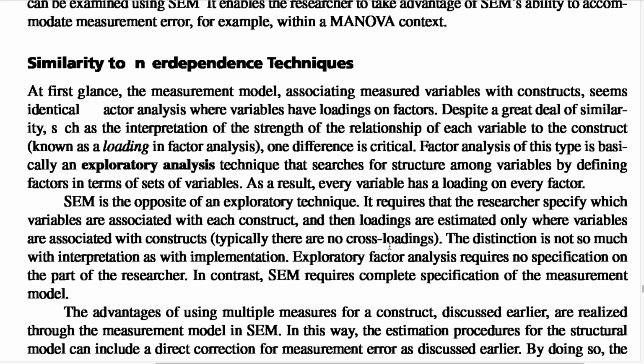Structural equation modeling is the opposite of an exploratory technique. It requires that the researcher specify which variables are associated with each construct, and the loadings are estimated only where variables are associated with constructs. Typically there are no cross loadings. The distinction is not so much with interpretation as with implementation. Exploratory factor analysis requires no specification on the part of the researcher. In contrast, structural equation modeling requires complete specification of the measurement model.